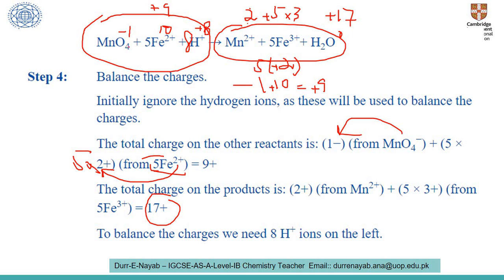So 10 minus 1 is +9, and +9 and +8 will be equal to 17. And on this side it is already balanced. So to balance the charges, we need what? 8 hydrogen ions on the left side, on the reactant side. This is your left side and this is your right side.